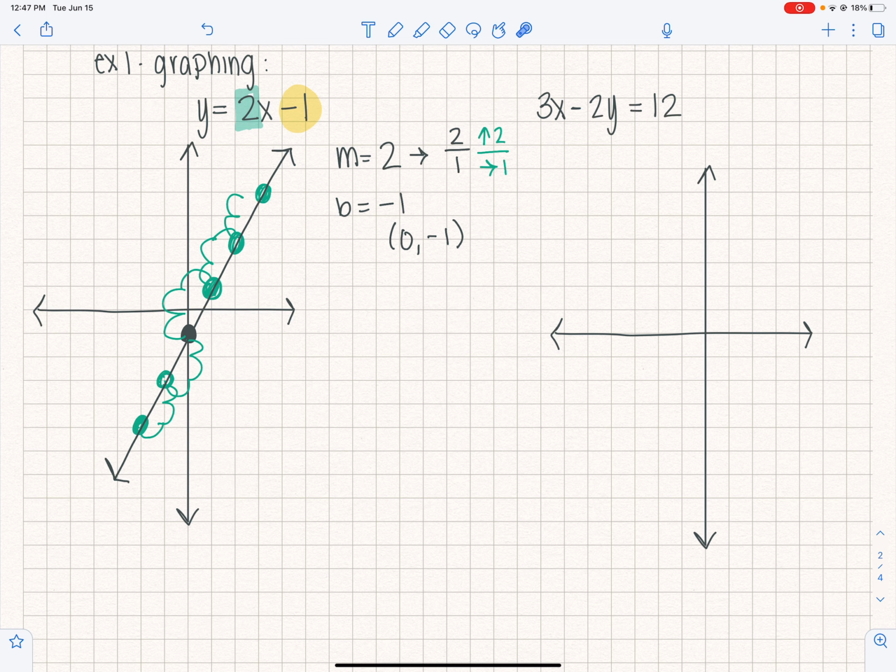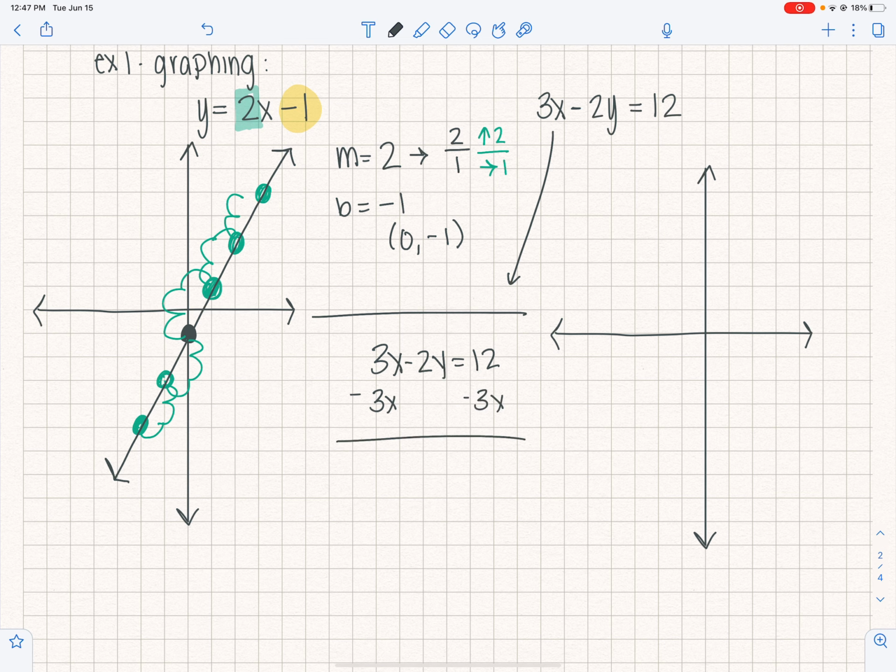All right, my second one, 3x - 2y = 12. I'm just going to do that one below. This one is not in slope-intercept form. Notice it's in what we call standard form, 3x - 2y. So I need to get y by itself. I'm going to subtract the x's. And so I'll have -2y = -3x + 12. And then I'm going to divide by that number in front of y. Divide everything by the number in front.